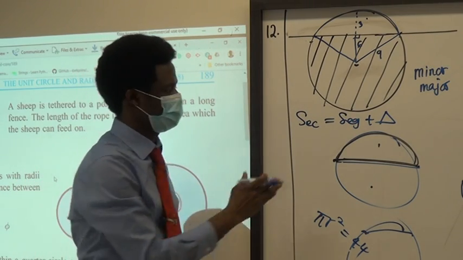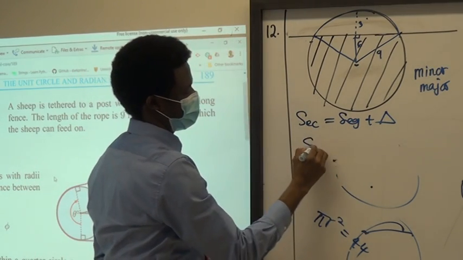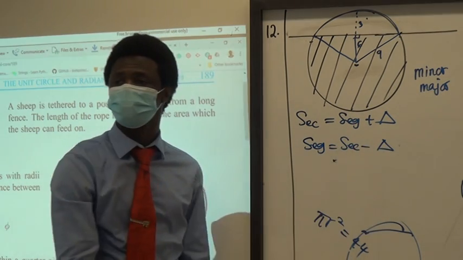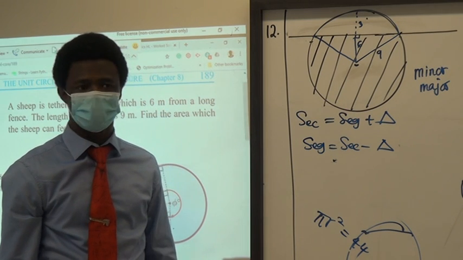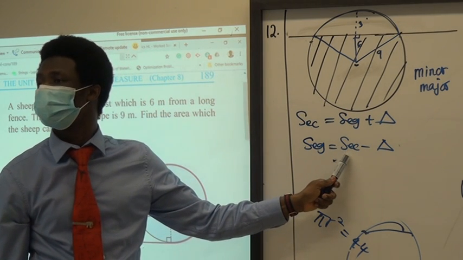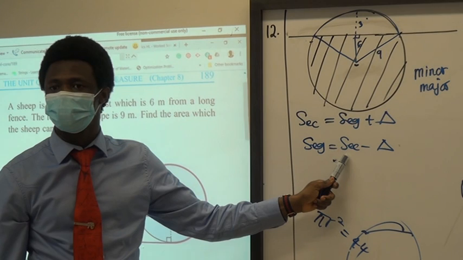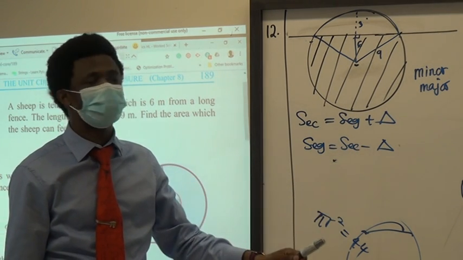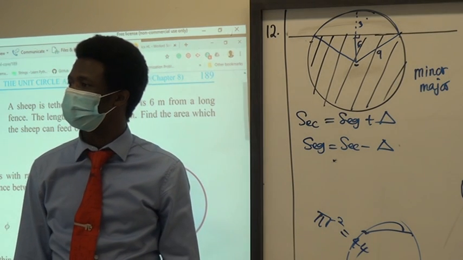Can you see that? So which means the segment is actually sector minus triangle. Now the area of a sector, we know. Are you with me? We know how to find that: theta over 360 times the area of the circle. Then the area of the triangle, we use half AB sine theta. Remember that formula?